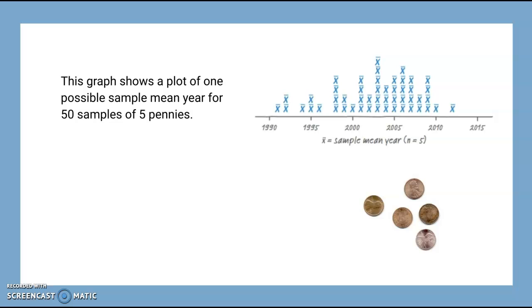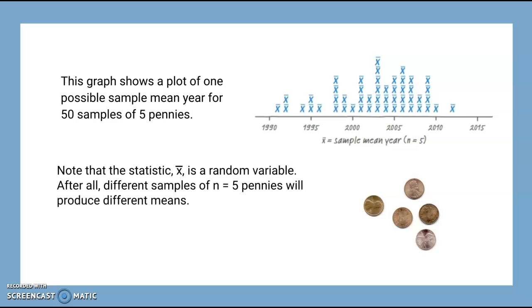So here it is again, same graph, and it's showing a plot of one possible distribution of 50 samples of 5 pennies. Note that X bar is the random variable. That's the thing that we're trying to find, the mean. And that's why there are little X bars all in that graph.